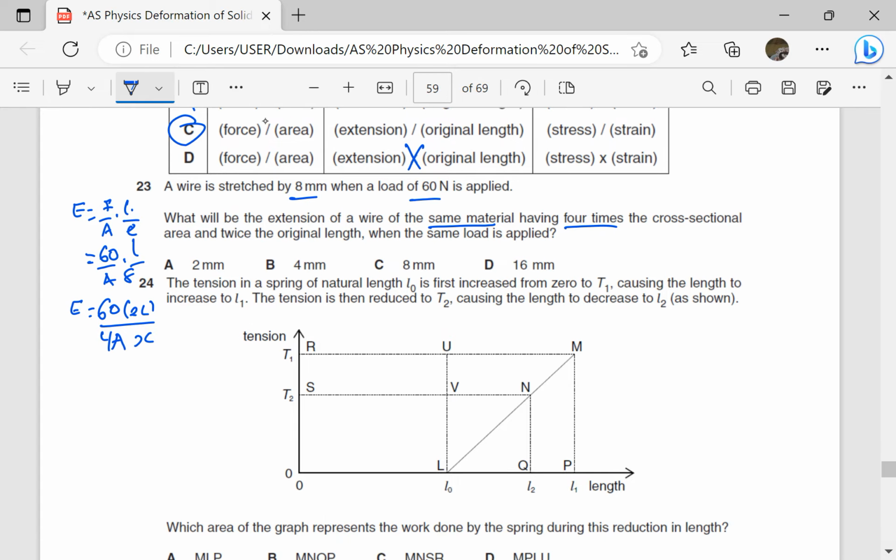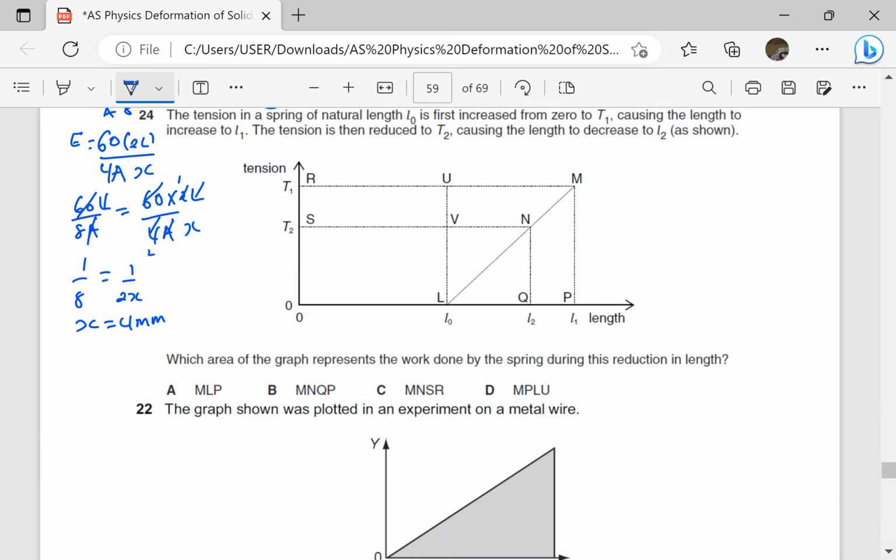So I'll say 60L over 8A is going to be 60 times 2L over 4AX. So 60 cancels, L cancels, A cancels. And we have, on the left, 1 over 8. This one is 1, that is 2. So we have 1 over 8 is equal to 1 over 2x. Which makes x to be 4. Because 2x is equal to 8, so x is going to be 4 millimeters. So our answer is going to be B.